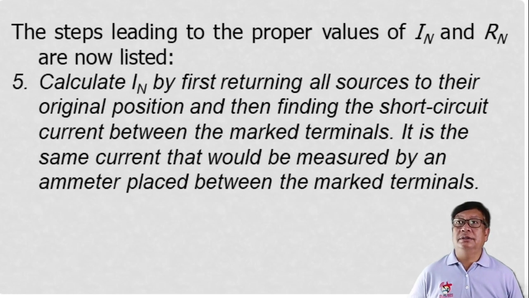So for step number 5, calculate I sub N, the Norton current, by first returning all sources to their original position and then finding the short circuit current between the marked terminals, and it is the same current that would be measured by an ammeter placed between the marked terminals. Okay, so balik natin yung mga sources natin. Pag mayroon tayong voltage source o current source, balik natin. Tsaka i-short circuit natin yung load terminal, and then try to determine the current. And that is your, what to call this one, Norton current.